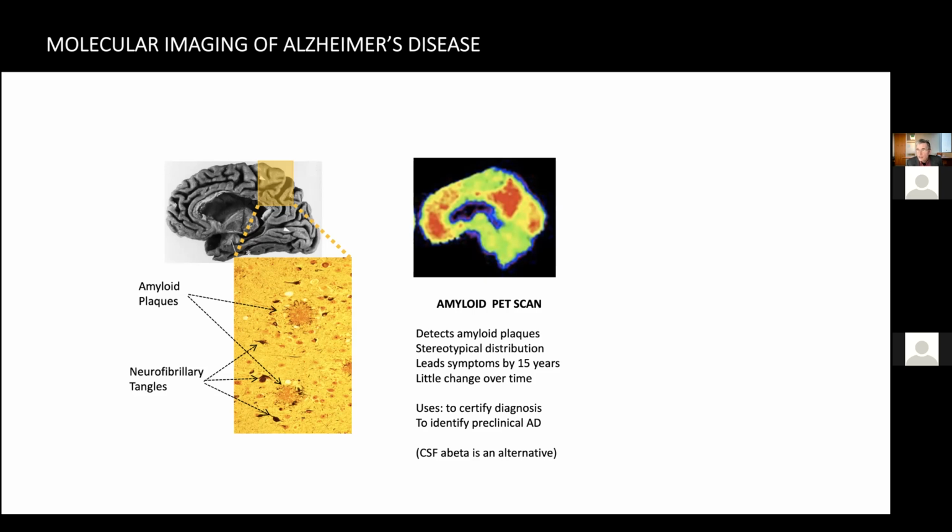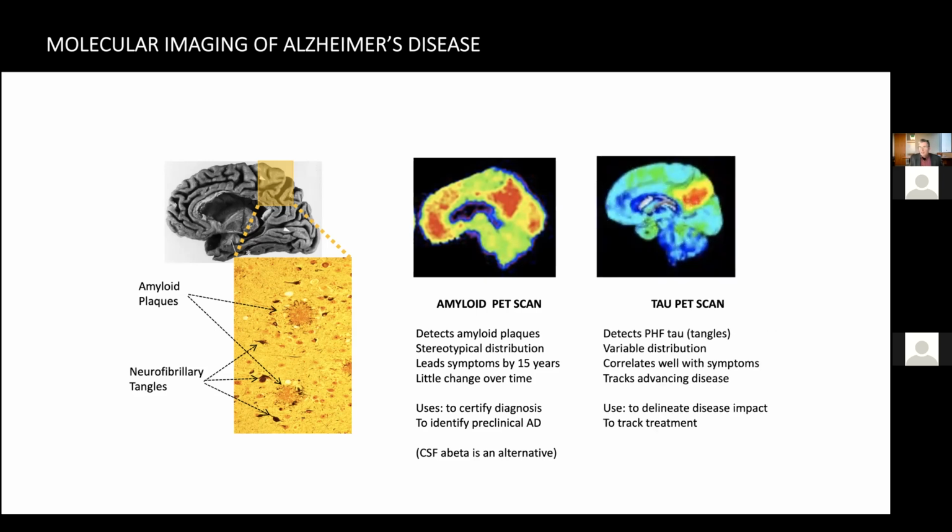But what you do get is this ability to certify diagnosis in the preclinical epoch and to certify diagnosis at the time of presentation. So it's, for example, just the mainstay of clinical trials, to make one eligibility criterion a positive amyloid scan.